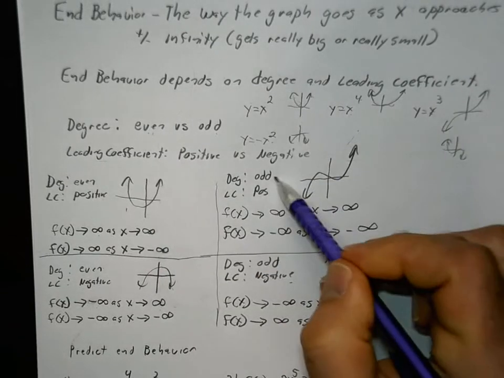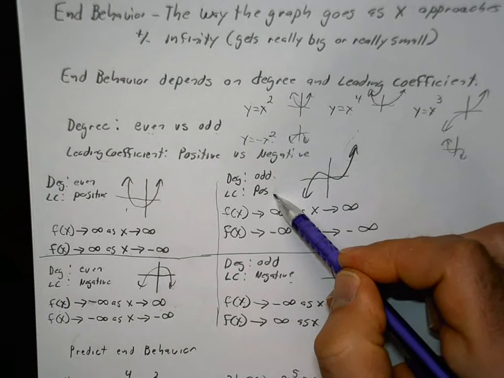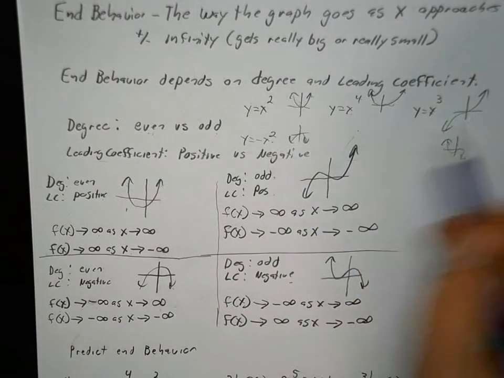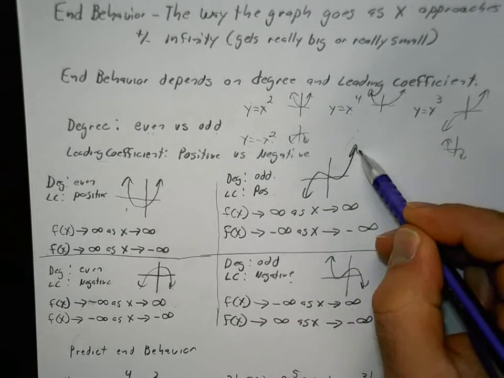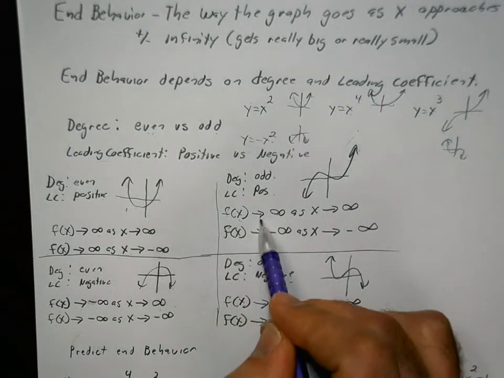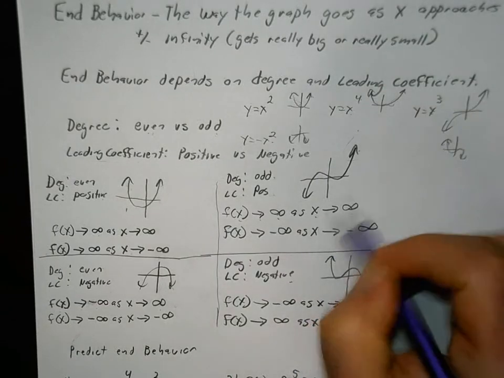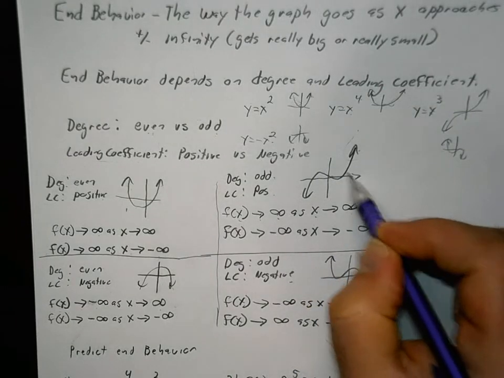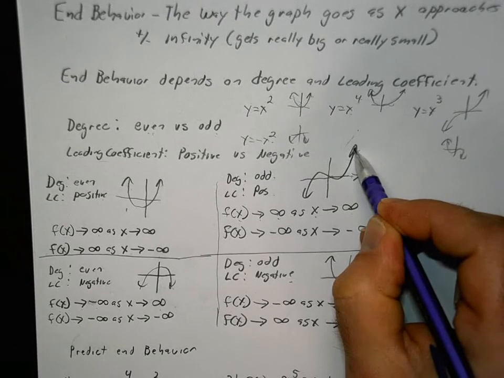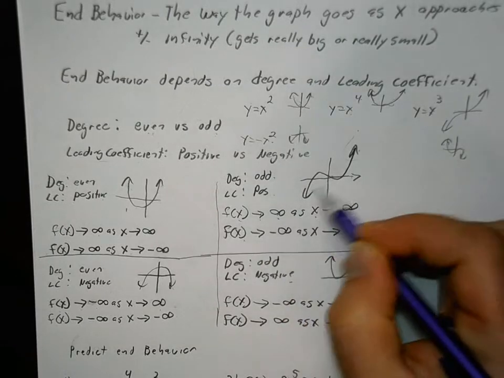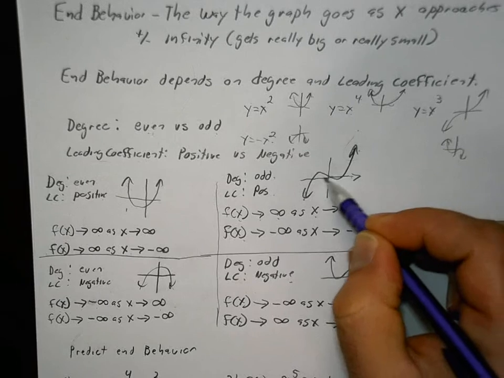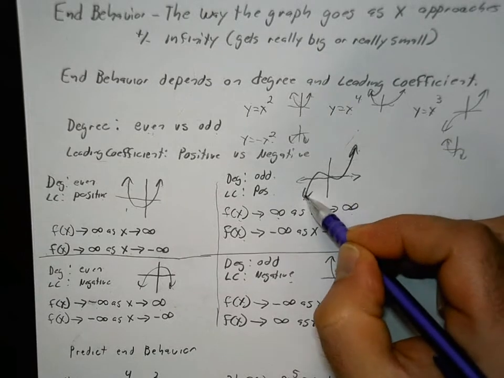Okay? If I have an odd degree and a positive coefficient, we know that like y equals x cubed, it's going to look something like this. So the function approaches infinity as x approaches infinity. So as x gets bigger, this way, my function increases. My function decreases as x approaches negative infinity on the left side of the graph.